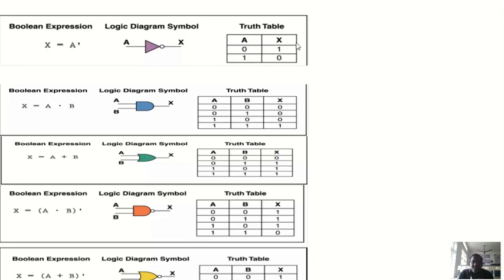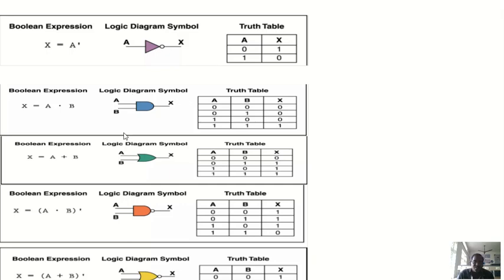This is the truth table, with input a and output x. If the input is 0, output is 1. If the input is 1, output is 0. This is the truth table of the NOT gate, and x is equal to a dash is the Boolean expression.